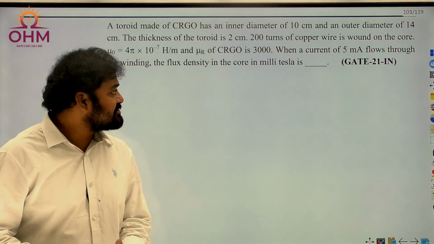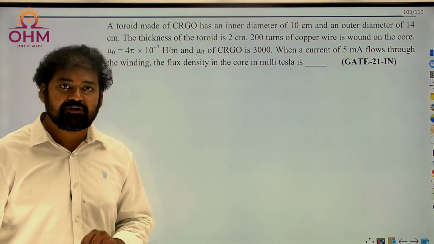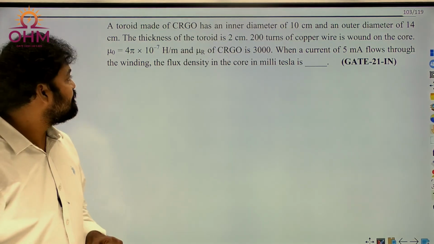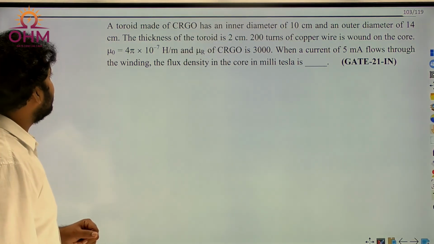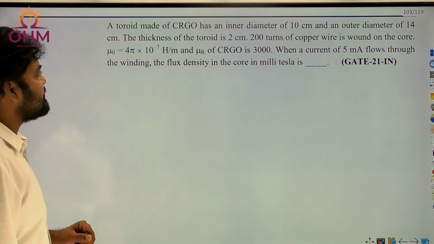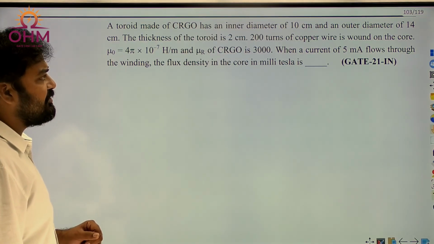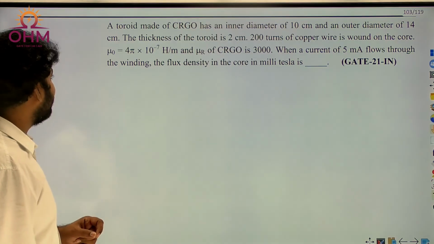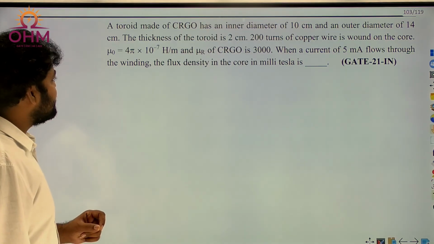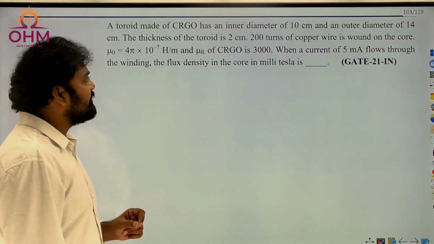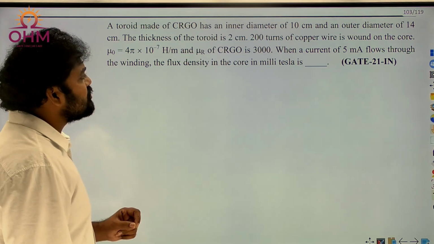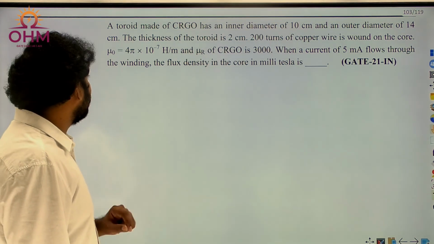Okay, so we have the next question. This is also from the GATE 21 question paper, instrumentation paper. Read the problem. A toroid made of CRGO has an inner diameter of 10 centimeter and outer diameter of 14 centimeter. The thickness of the toroid is 2 centimeter. 200 turns of copper wire is wound on the core.